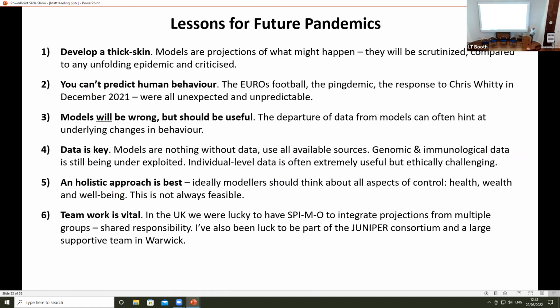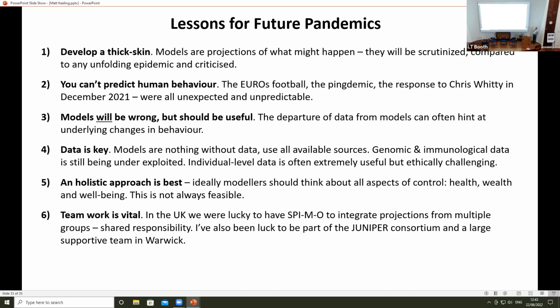I think we're always going to be in a situation of not being able to predict human behavior. We couldn't predict the Euros. Maybe with hindsight, we knew people were going to celebrate, but we couldn't predict how long England was going to stay in the football. We couldn't predict the pandemic. We probably couldn't have predicted that when Chris Whitty in December told everyone to behave over Christmas, that people would actually do that. They would all take lateral flows, and we got a vast amount of testing, which really did manage to control a lot of the Omicron outbreak.